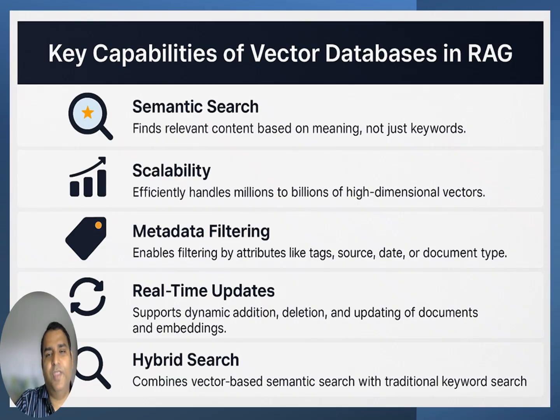The key capabilities of a vector database in RAG: semantic search, where it finds relevant content based on meaning, not just keywords. Then scalability, where it efficiently handles millions to billions of high-dimensional vectors. Then metadata filtering, which enables filtering by attributes like tag, source, date, or document type. And real-time updates, which support dynamic addition, deletion, and updating of documents and embeddings. And then hybrid search, which combines vector-based semantic search with traditional keyword search for precision.